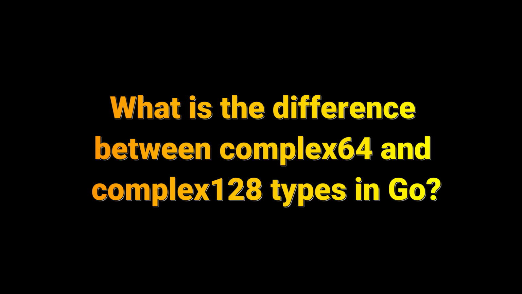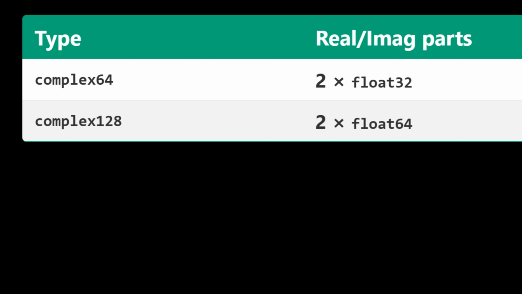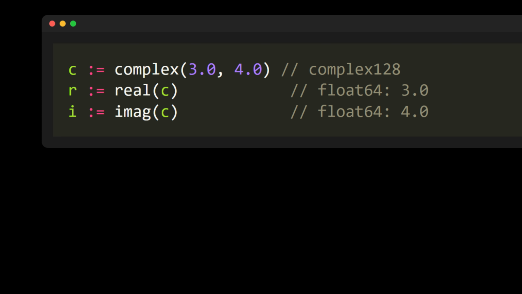Question: what is the difference between complex64 and complex128 types in Go? In Go, a complex64 number is made from two float32 values, one for the real part and one for the imaginary part. A complex128 number is made from two float64 values. If you write a complex number like complex(3.0, 4.0), Go makes it a complex128 by default, so both parts are float64. You can use real and imag functions to get the real and imaginary parts separately.